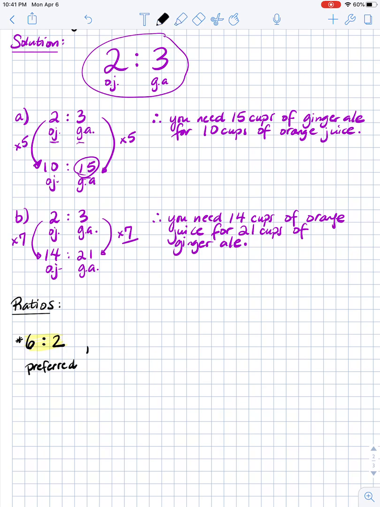Now, other ways you could see it written: 6 to 2, the word "to", because this stands for "to" when you state a ratio. Another way you can see it written is 6/2, but I would avoid writing ratios like this because it does look more like a fraction. Same with 6 over 2. Again, you could see ratios written that way, but it looks more like a fraction. I would stick to the first method when you're writing ratios. And that is the lesson on a review of ratios.